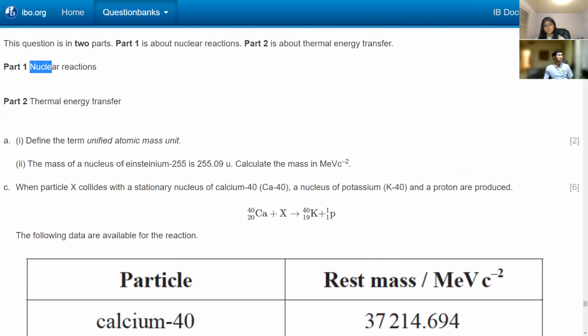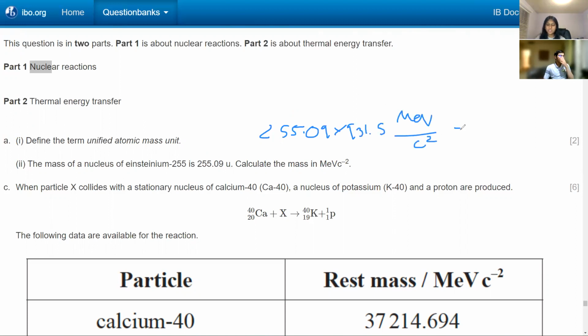Okay. The mass of a nucleus of Einsteinium 255 is 255.09 u. Calculate the mass in mega electron volts per c squared. You just multiply that by 931.5, right? Yes. I don't have my calculator. Sorry. Can you do that? It is 237,616.